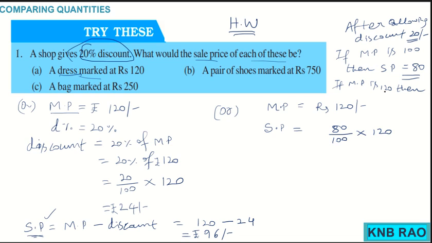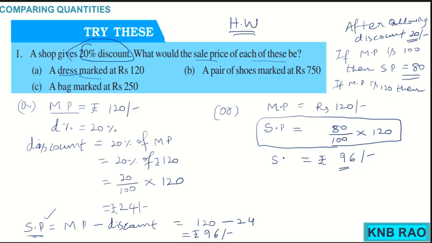How did we get this? It is just the unitary method. If MP is 100, then 80. If MP is 1, it is 80 by 100. If MP is 120, 80 by 100 into 120. So I have used this technique. Even if you find it this way, after cancellation you will get straight away 96 rupees as the sale price of the dress.